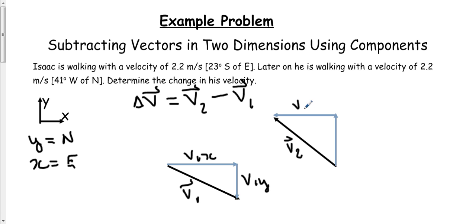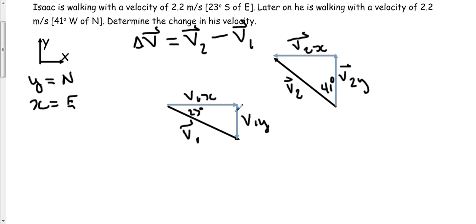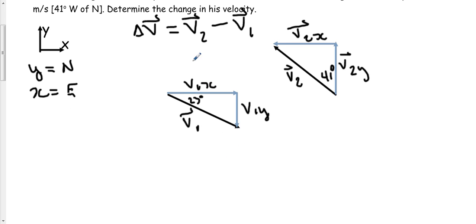What's this one? v2x. This one will therefore be v2y. Now the thing we're going to need to remember is that we're going to be subtracting these, but we'll take care of that in a moment. Let's also figure out where our angle is here. So our angle here is 41 degrees west of north. And over here, our angle is 23 degrees. Okay, now let's figure out what all these pieces are.